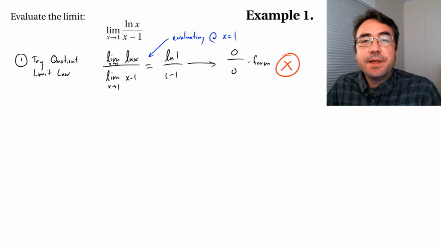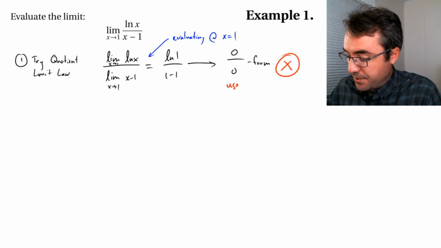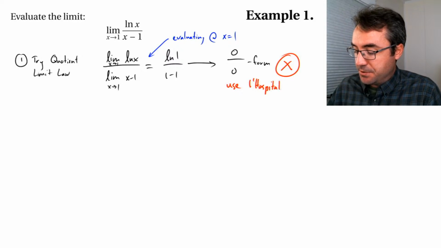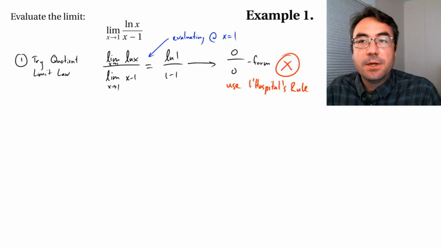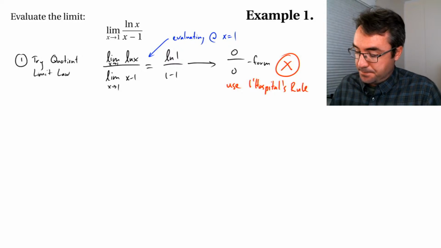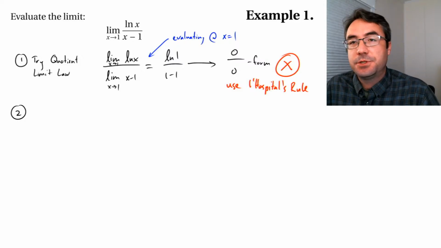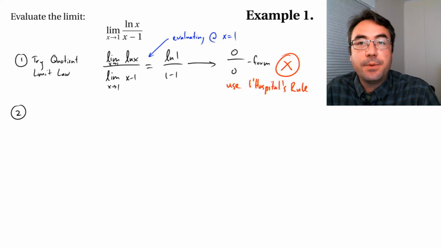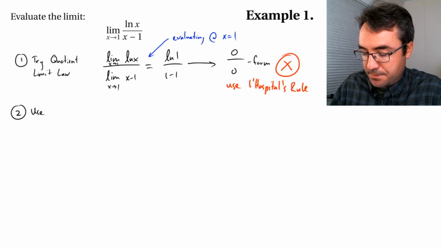But as soon as we see that 0 over 0 form, it tells us we can use L'Hopital's rule. So this does actually tell us something, though. It tells us that we can use this new rule. So that's what we try next. So we tried just using our quotient limit law and evaluating. Didn't work out. But we see that we can use L'Hopital's rule, so that's what we try next.